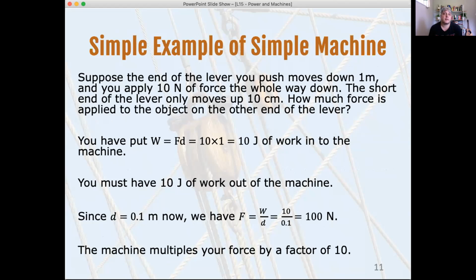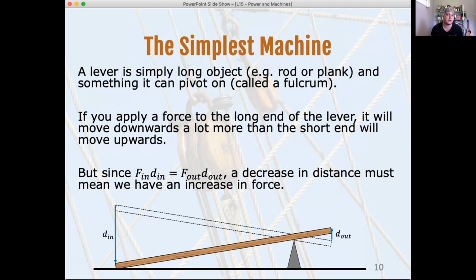Suppose the end of the lever goes down 1 meter and you're applying a force of 10 newtons the whole way down. The short end only moves up 10 centimeters, then how much force is applied to the object on the other end of the lever? So what's the upwards force? You'll notice that not only is this changing the magnitude of the force, it's changing the direction. Here you're pushing downwards on the lever, so the force is downwards, the displacement is downwards. For the small end of the lever, the displacement is upwards and the force is upwards. So we're actually changing the direction and the magnitude of the force.